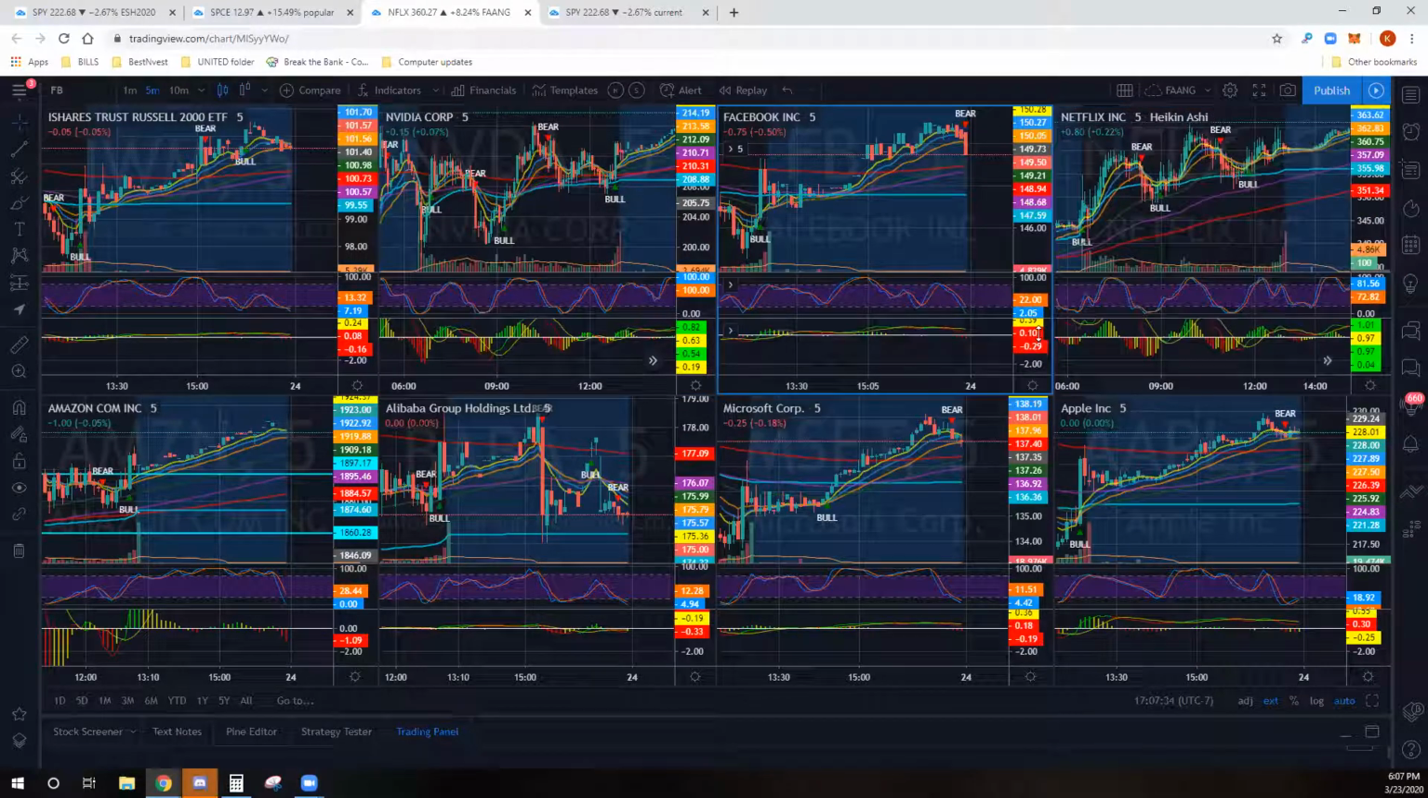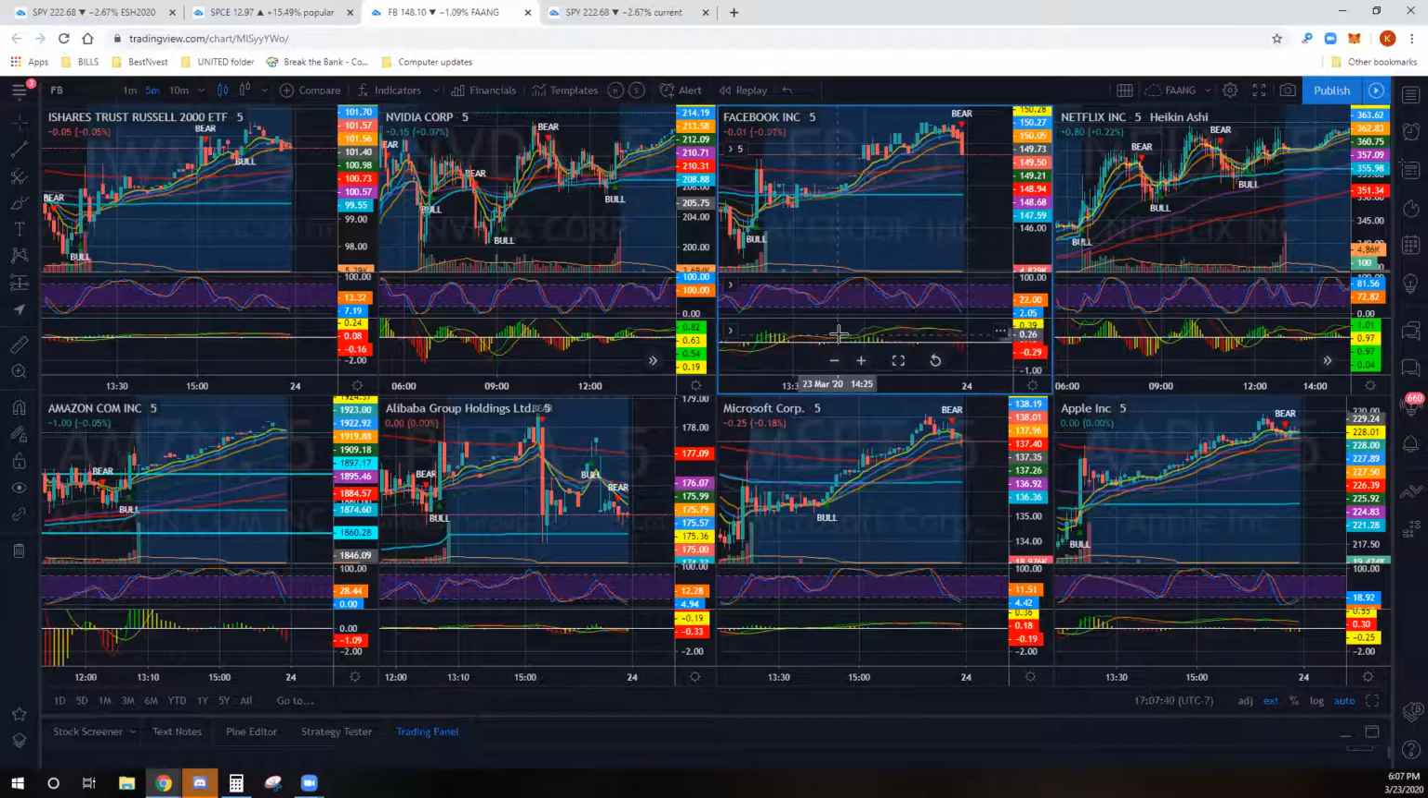So I look at my RSI and MACD. RSI is the relative strength index. MACD is your moving average convergence divergence. These are indicators that you could Google and look up, and basically they're momentum indicators.